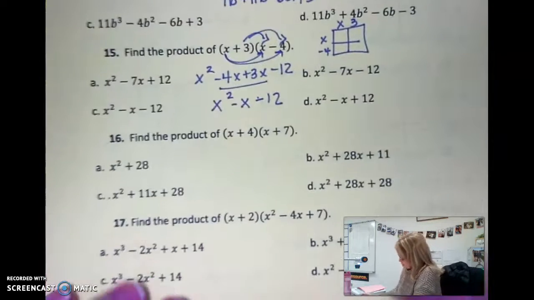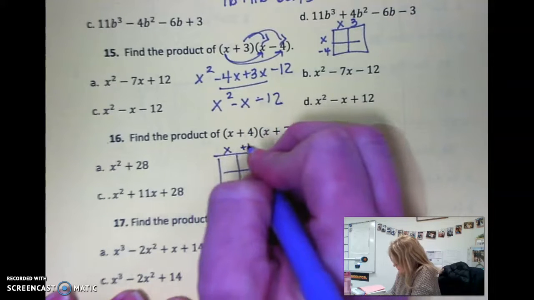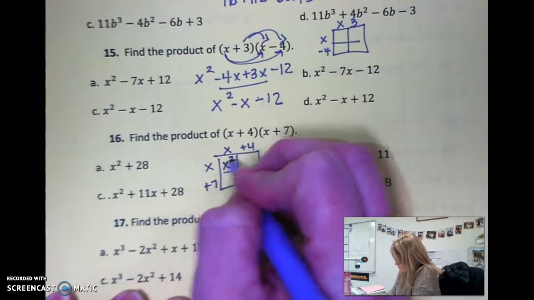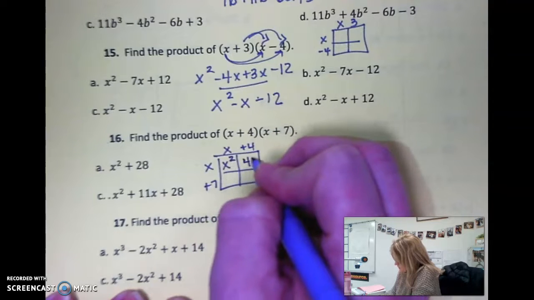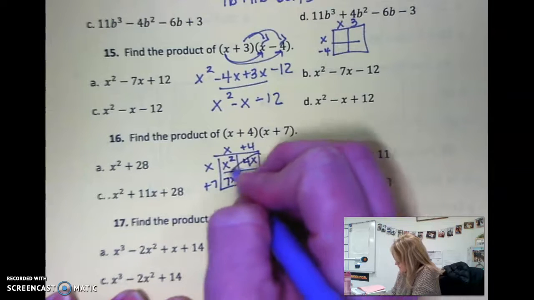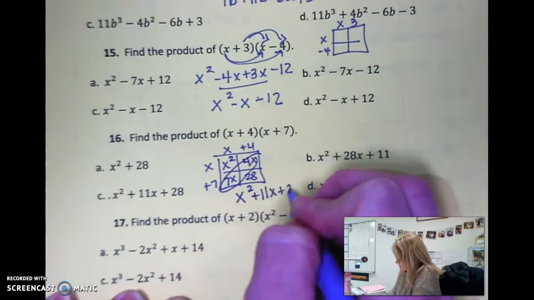Same thing, this time I'll do the box method. X plus 4 and an x plus 7. X times x is x squared. This gives me a 4x. X times 7 is 7x and 28. When we combine like terms, we get an 11x in the middle.